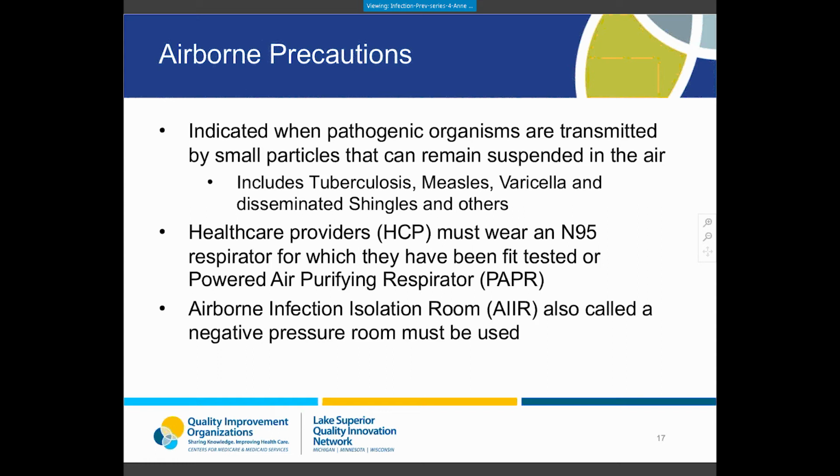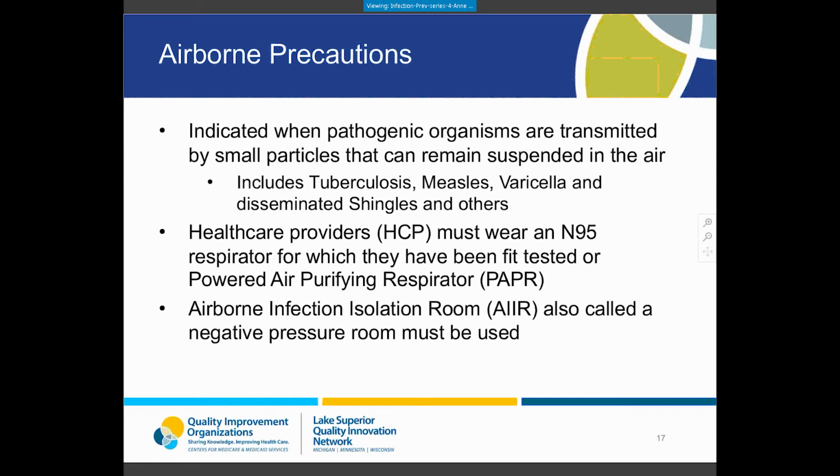Airborne precautions are the final type of transmission-based precautions, and these are for organisms that can be transmitted suspended through the air. Healthcare personnel in these precautions must wear an N95 respirator for which they have been fit tested, not just a surgical mask. Or you can also wear a powered air purifying respirator. Airborne precautions also require what's called an airborne infection isolation room or a negative pressure room. These rooms have special ventilation that keeps the air flowing into the room and out of the common areas and contains the pathogen.